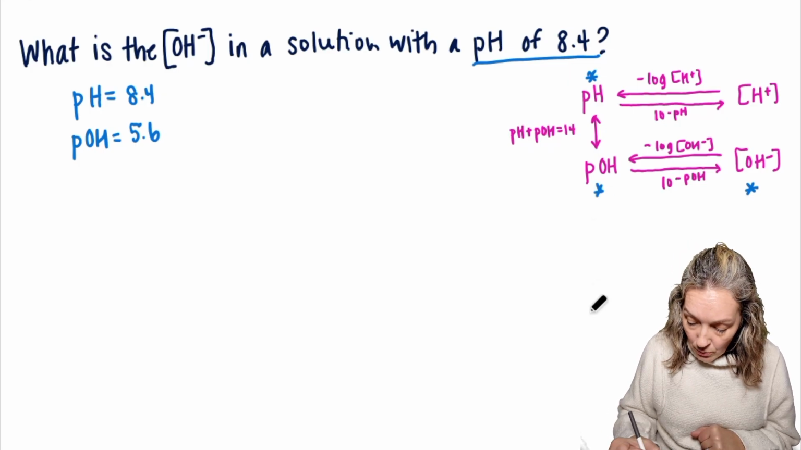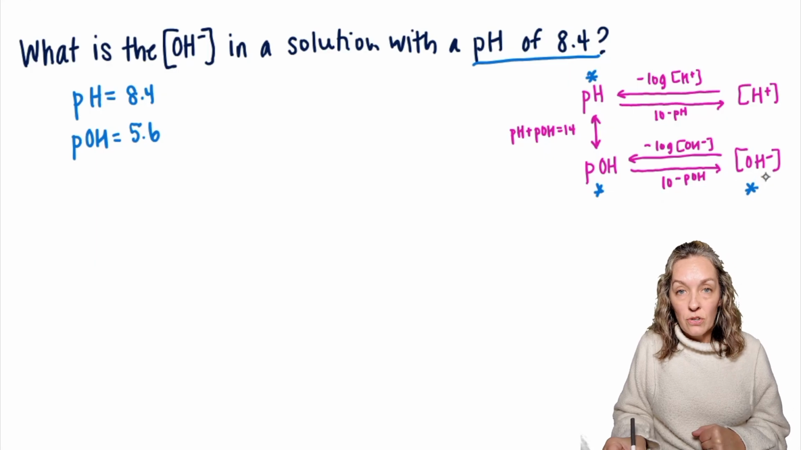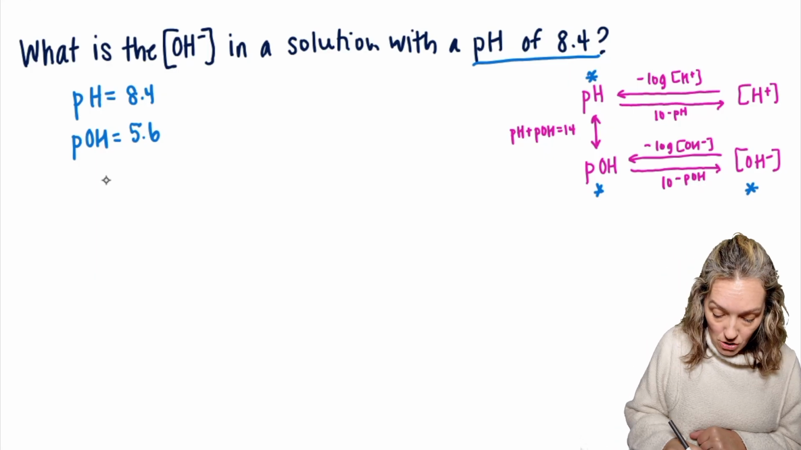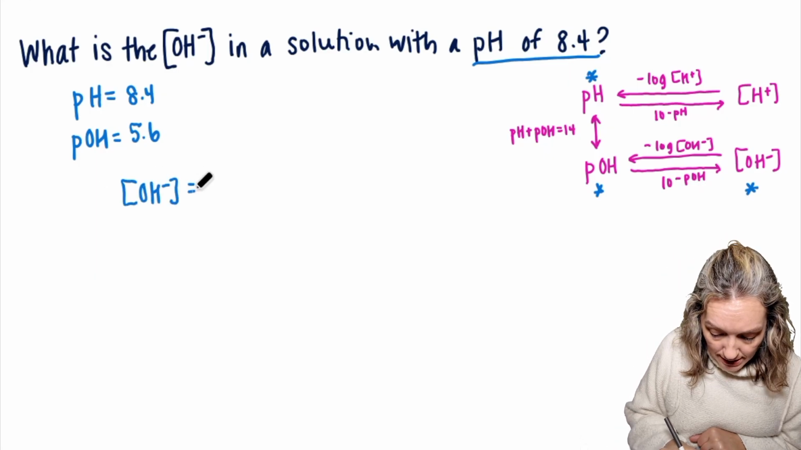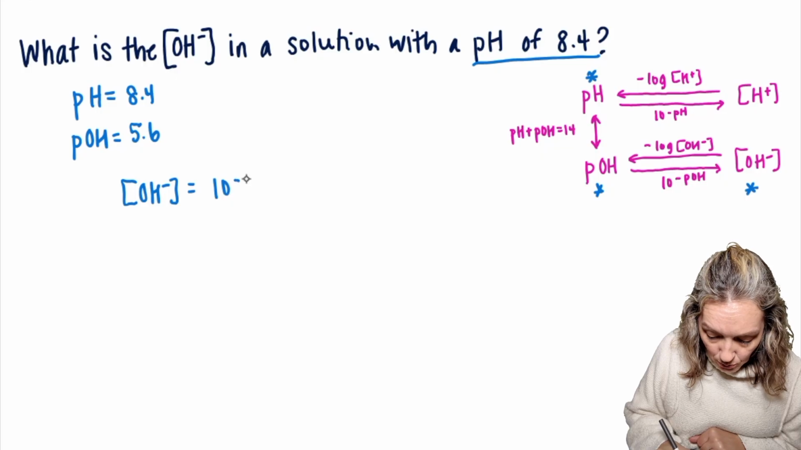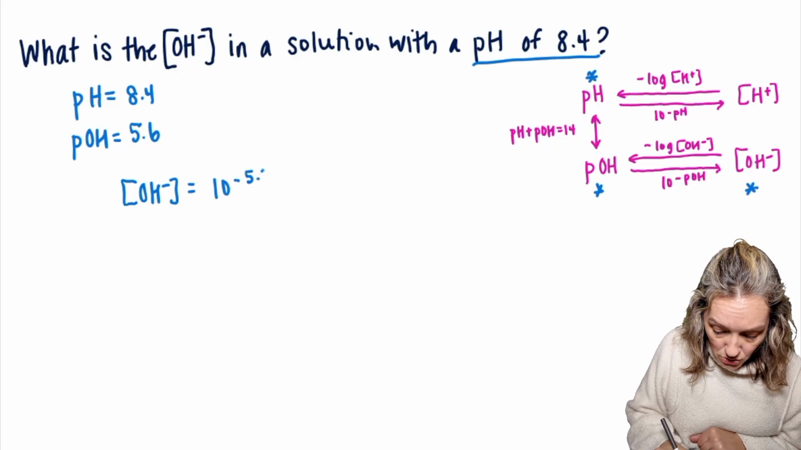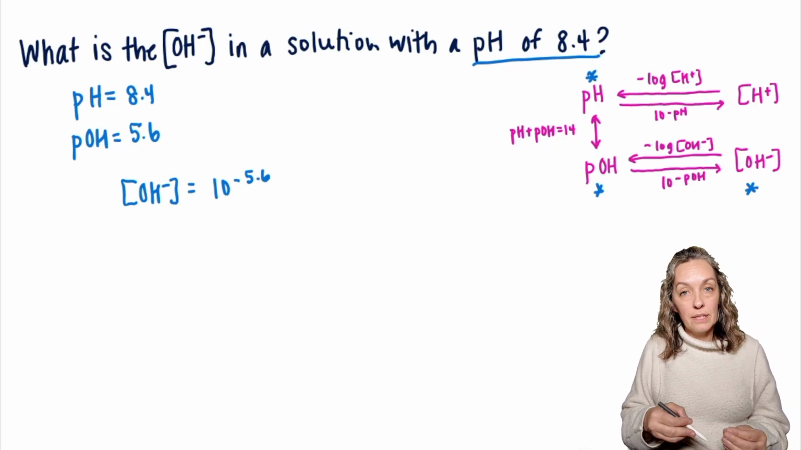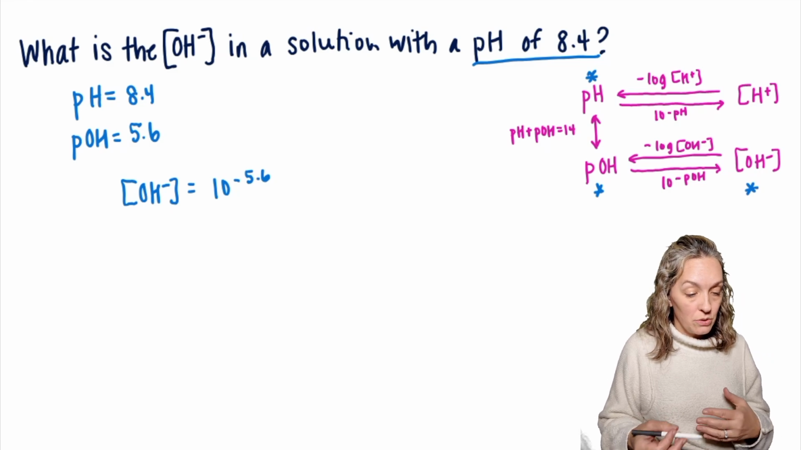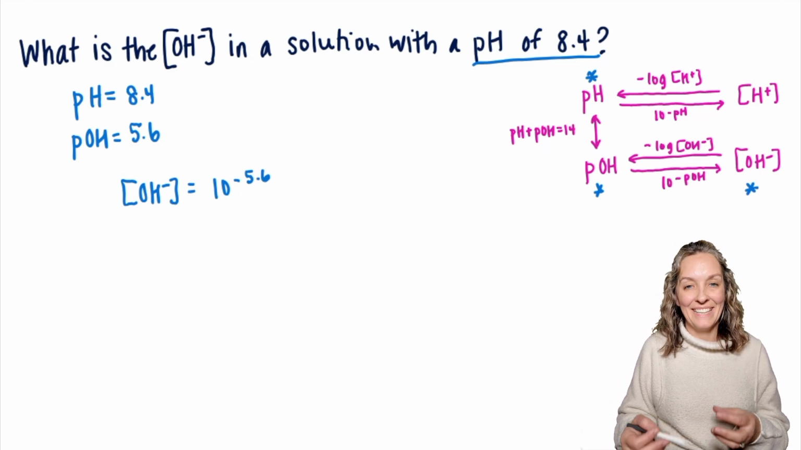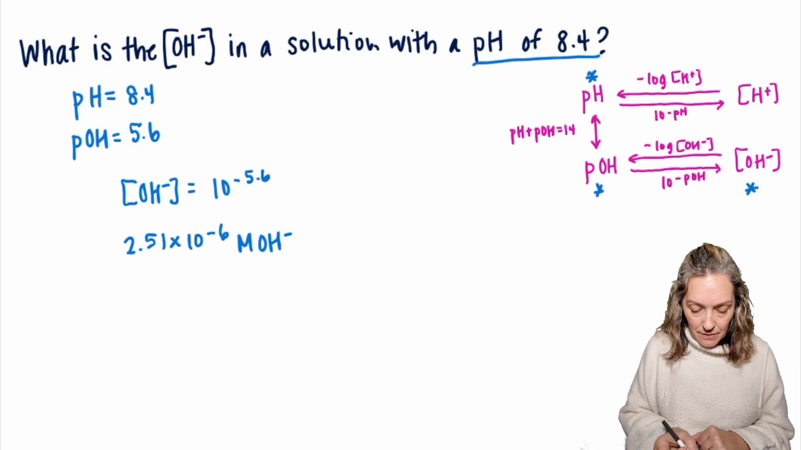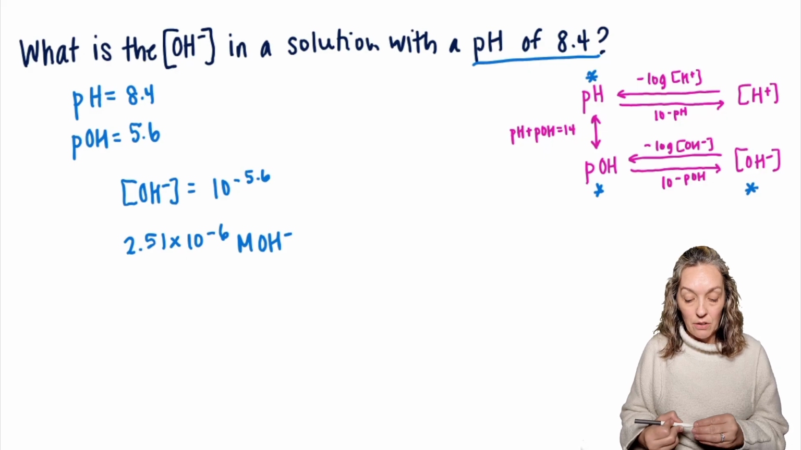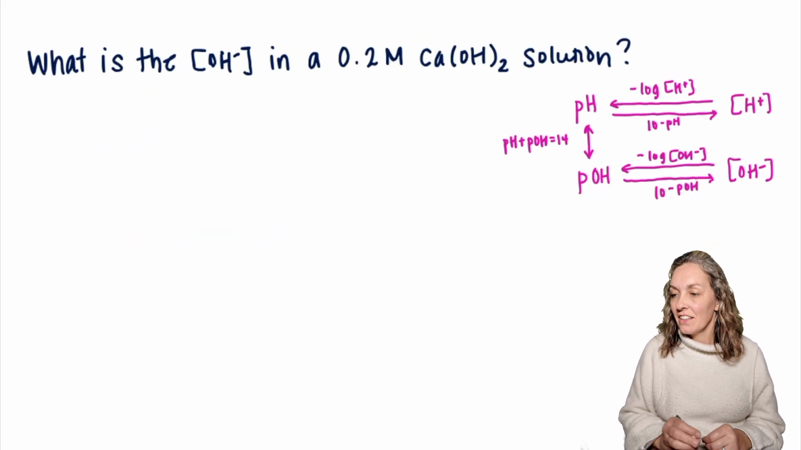Now that I have my pOH, I can find my concentration of OH minus by taking 10 raised to the negative pOH. So my concentration of OH minus is going to be equal to 10 raised to the negative pOH, which is 5.6. We don't want to leave it in this format. Instead, we're going to plug this into our calculator and get it into a decimal form so that we don't have decimal in our exponent. When I plug this in my calculator, I end up with 2.51 times 10 to the negative 6 as my molarity of OH minus. All right, let's look at another example.